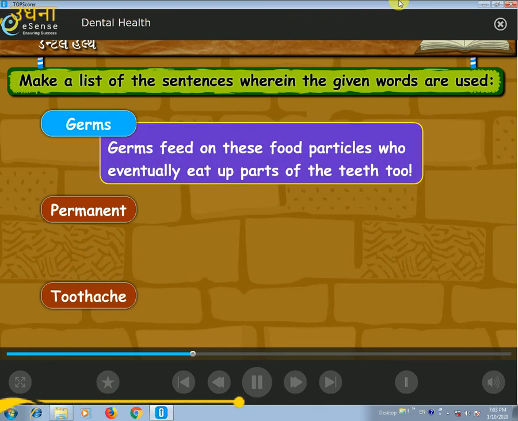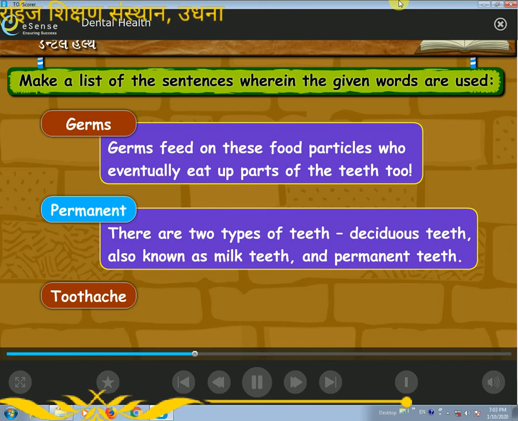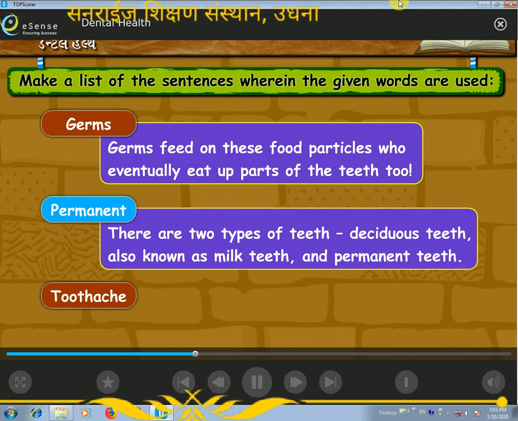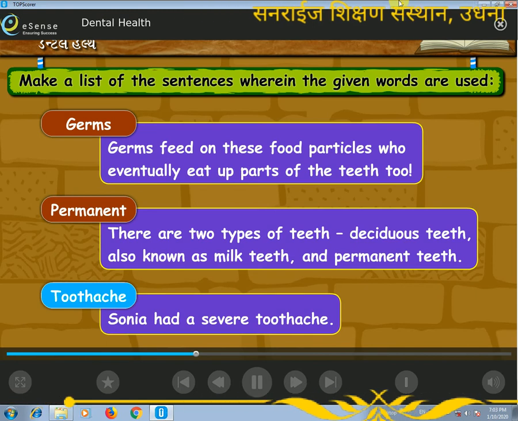Germs. Germs feed on these food particles and eventually eat up parts of the teeth too. Permanent. There are two types of teeth: deciduous teeth, also known as milk teeth, and permanent teeth. Toothache. Sonia had a severe toothache.